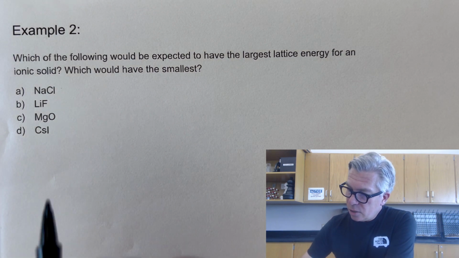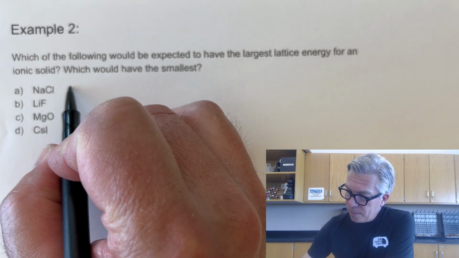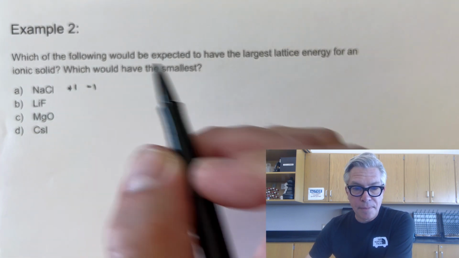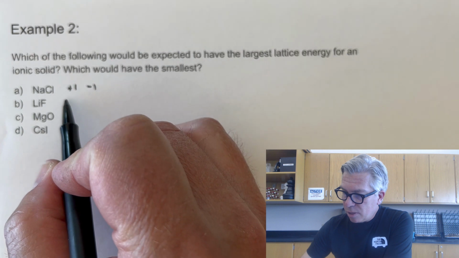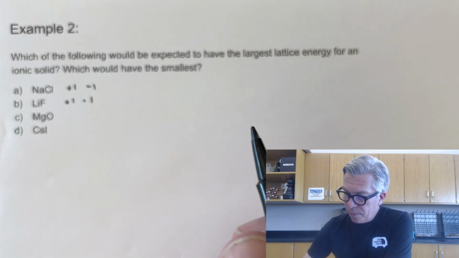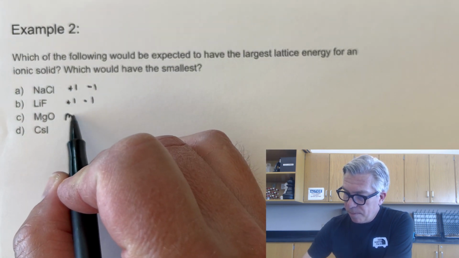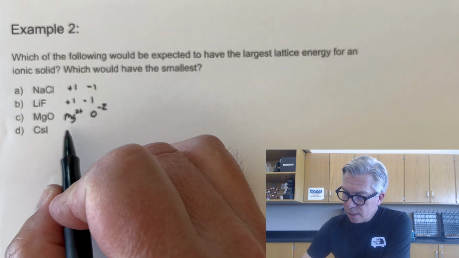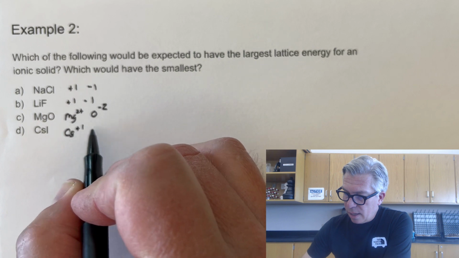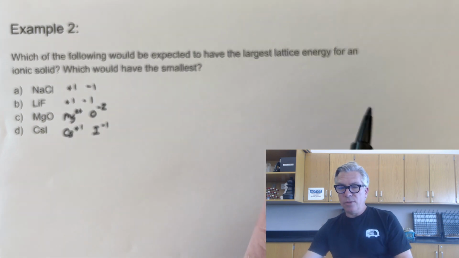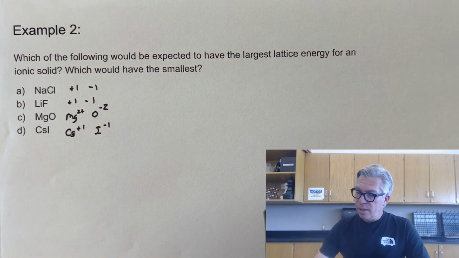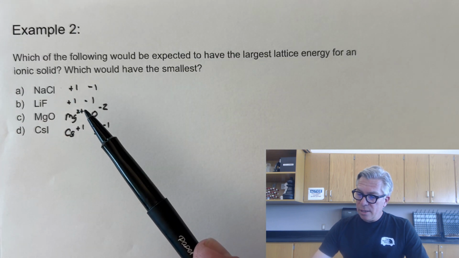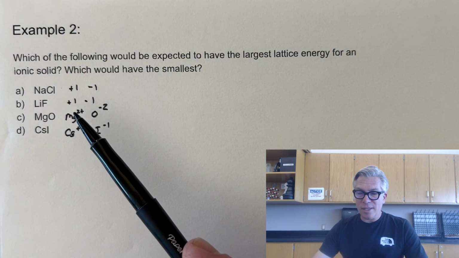So let's do this. Sodium is +1 and chlorine is -1. So 1 to 1. Lithium is +1, fluorine is -1 as well. Magnesium, though, is +2, and oxygen is -2. Cesium is +1, and iodine is -1. And those are just charges from the periodic table that you could predict. And so I'm seeing 3 pairs of 1 and 1, and 1 that's 2 and 2.